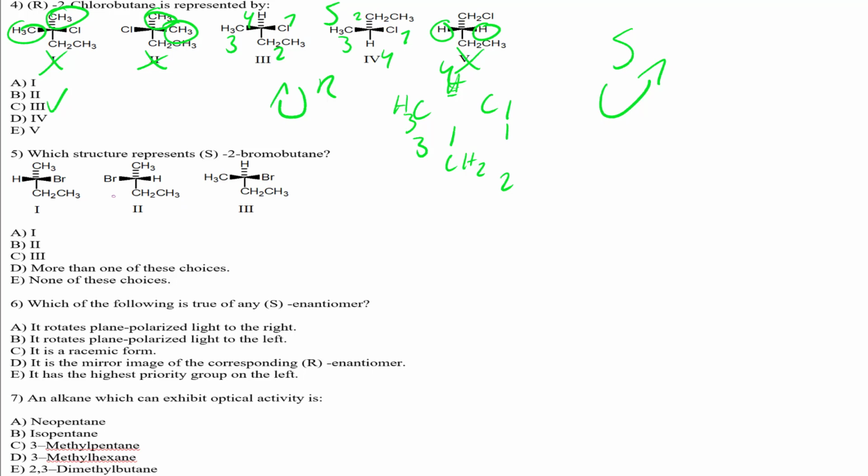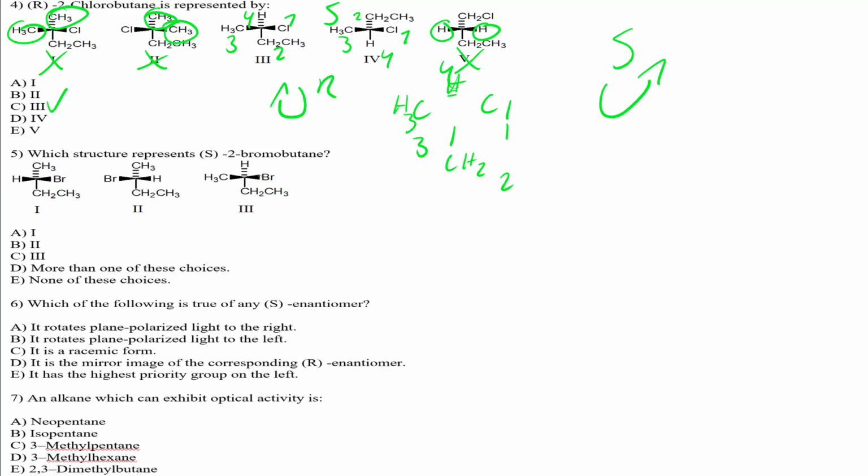Which one of these structures is S-2-bromobutane? Well, we have to be chiral. Are we chiral over here? Let's see. Yep, that's chiral. Right here, it's chiral. That's chiral too, right? So what are we going to do? Well, automatically you should be thinking, if it's chiral, I'm going to assign priority.